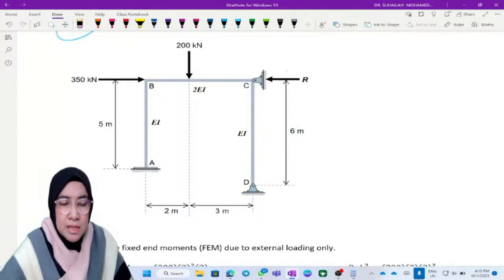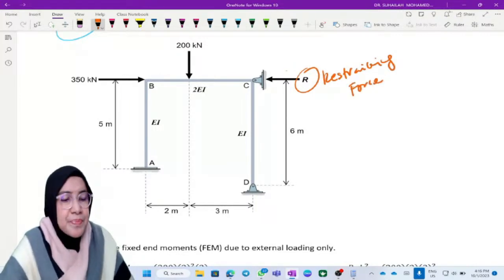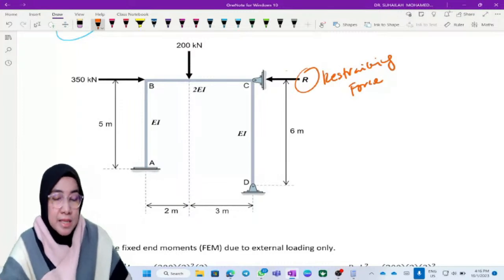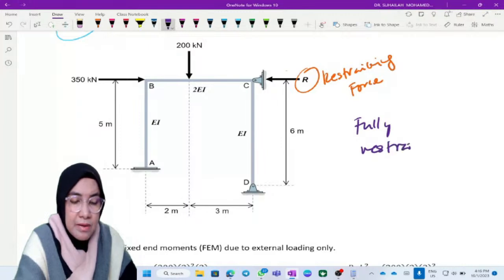Due to the pin support, there will be a reaction at C, because once we have a support, we have a reaction, and we call this reaction the restraining force, labeled R. Even though this is a pin, we only focus on the horizontal reaction that occurs when we put the pin support at C. So this is now called the fully restrained frame.